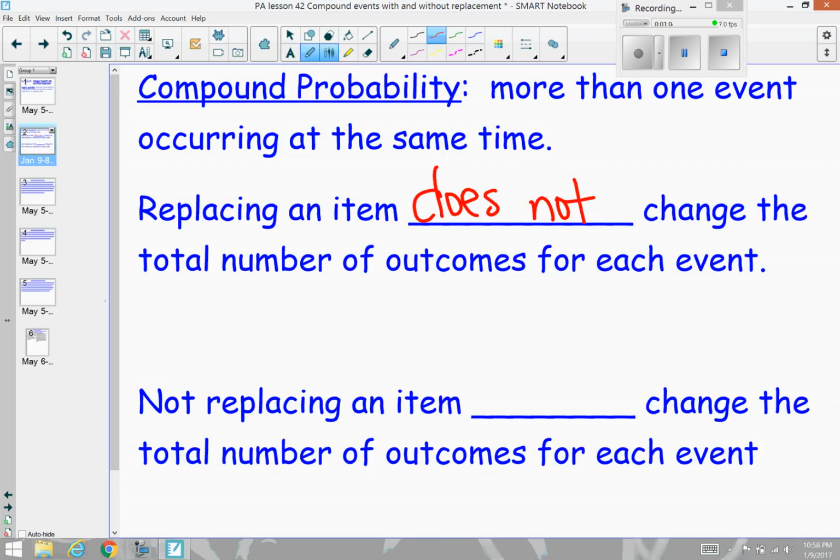Now, if we choose an item from the bag and not replace it, what would happen to the total number of outcomes? It does change. So therefore, replacing an item keeps the total number of outcomes exactly the same. But if we do not replace it, our total number of outcomes does change because we no longer have the same number to choose from. Pause and copy this into your notebook.